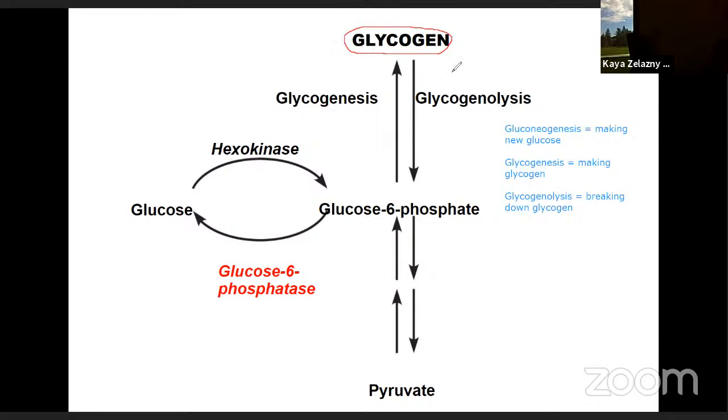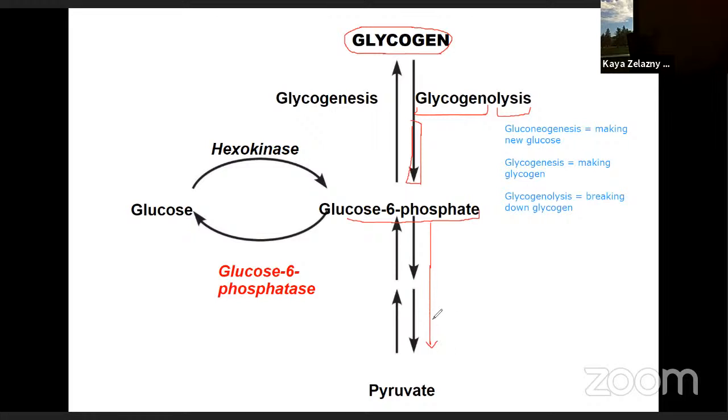So on the right-hand side, our glycogenolysis, lysis meaning breaking something down. So we are actually talking about breaking down glycogen here. When we break down glycogen, we follow this arrow. That gives us our glucose 6-phosphate. So if we want to stay in the cell that has the glycogen, we can turn our glucose 6-phosphate into pyruvate and just continue with cellular respiration.